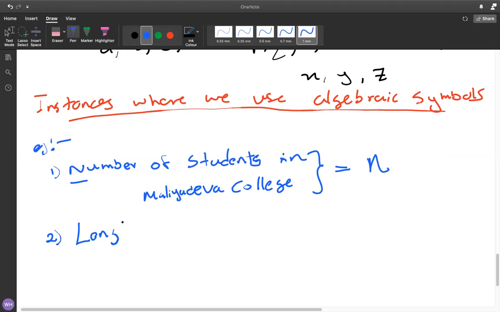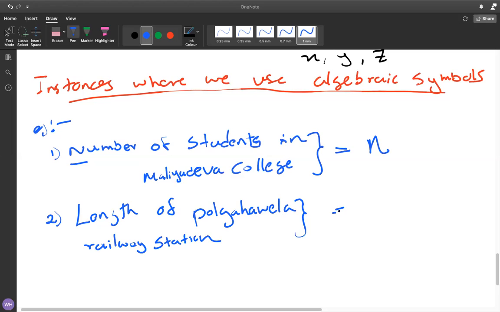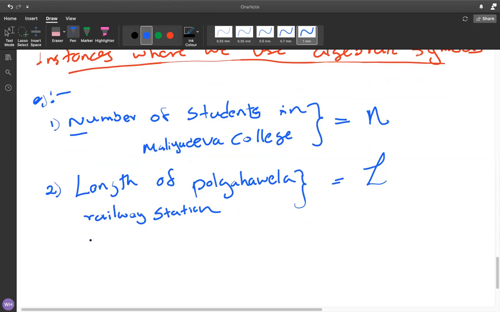We'll think of the length of the Polgahawela railway station. Since it is a length, what is the most suitable letter that we can use? We are discussing a length, so you can use simple L. Can you understand that there is a pattern to this?